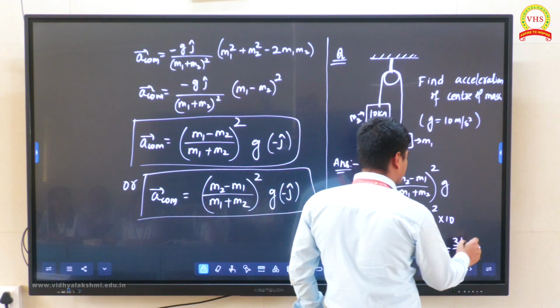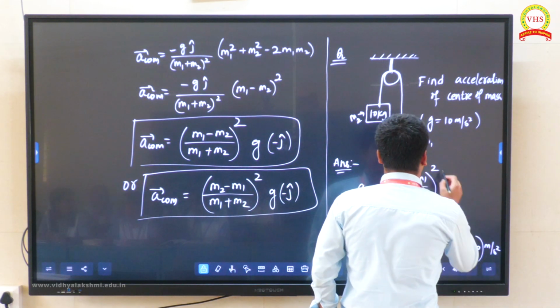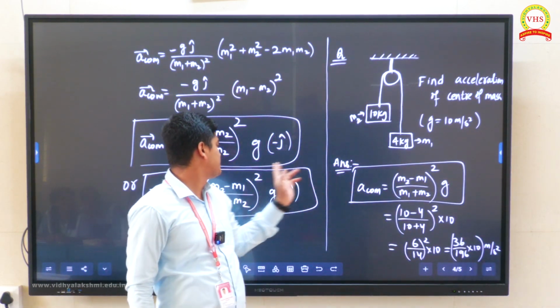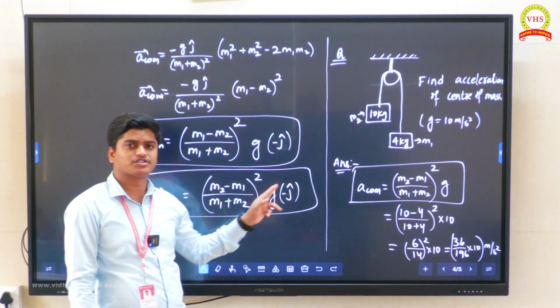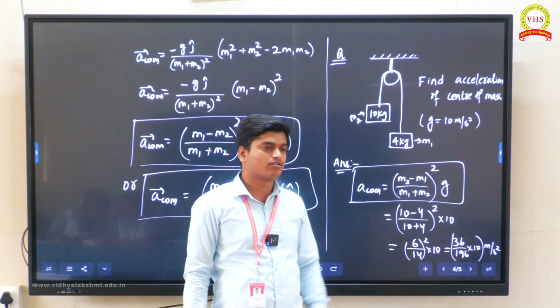4 cancel. Anything you cancel here, whatever is coming is in meter by second square. And this is your acceleration of center of mass. The formula is (m2 minus m1) by (m1 plus m2) whole square into g. Take 10 kg and 4 kg and calculate.